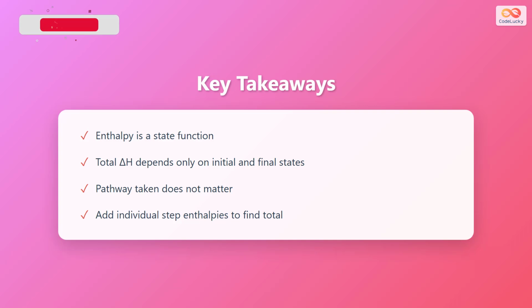Let's summarize the key points. First, enthalpy is a state function, which means it only depends on the initial and final states. Second, the total enthalpy change depends only on the initial reactants and final products, not the steps in between. Third, the pathway taken does not matter for calculating enthalpy changes. And finally, we can add individual step enthalpies together to find the total enthalpy change. Understanding Hess's law is essential for solving more complex thermochemistry problems.